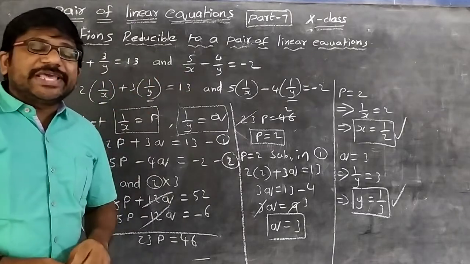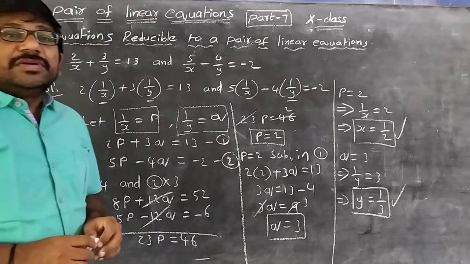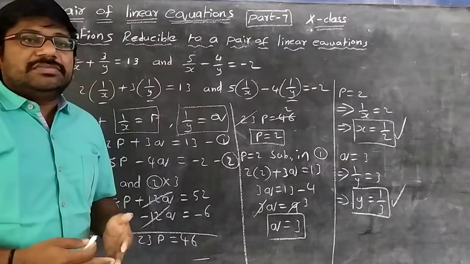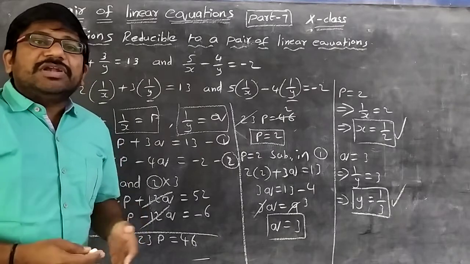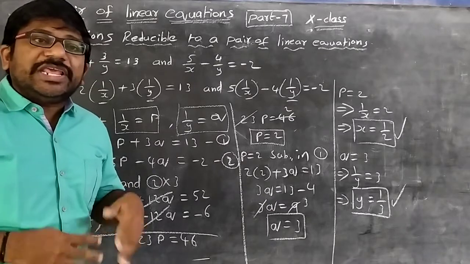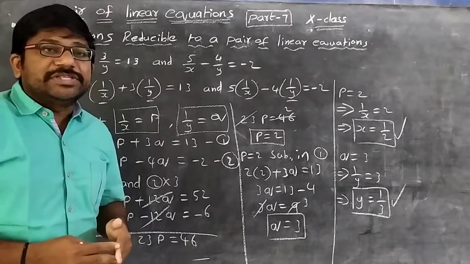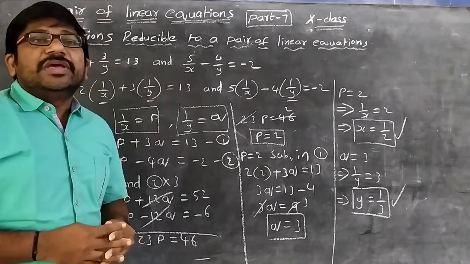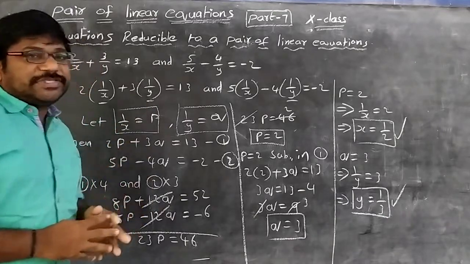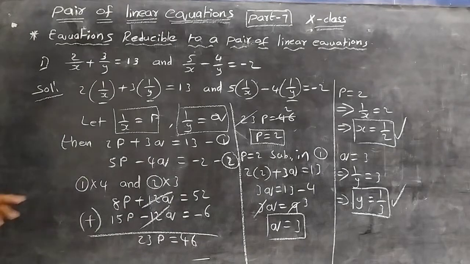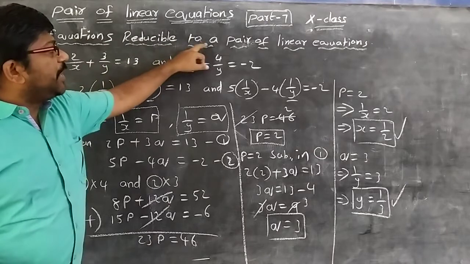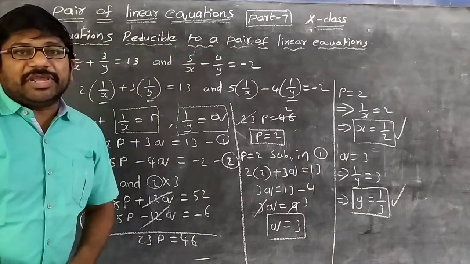So once again observe carefully, when given a pair of equations but not linear, we can reduce into linear equations in two variables by substituting suitable values, right? This is the process. So this method is known as equations reducible to a pair of linear equations, right?